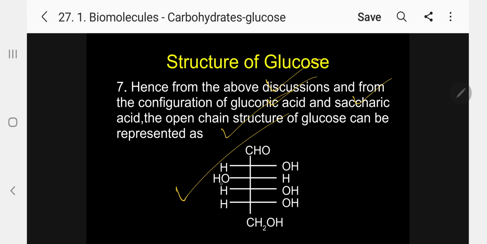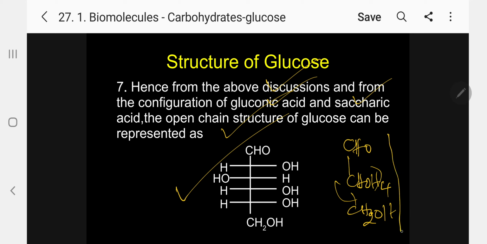CHO, HOH, OHH. Actually, it should be like this, kindly follow. Let me write now, this is the 4th carbon atom, CH2OH. So this is the normal way we can represent. But structurally the correct way I am representing in this direction, indicating the optical activity. Please follow. This is the open chain structure of glucose, because we have identified this from the gluconic acid.